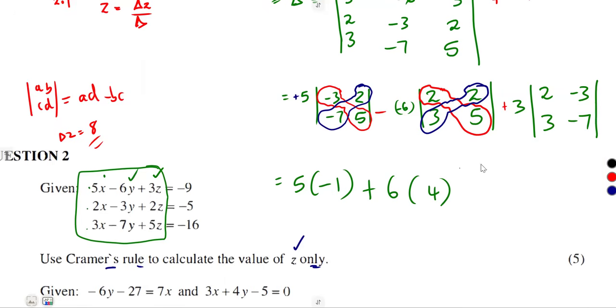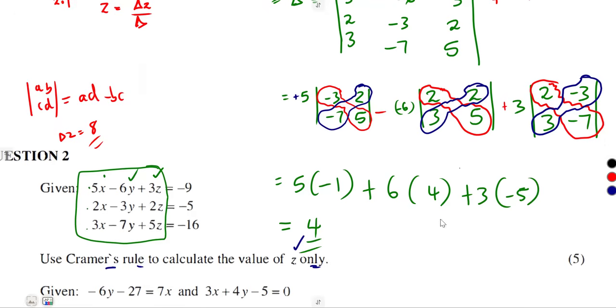You do the same thing here, so that's plus 3. The product of the major diagonal, which is minus 14, minus the product of the minor diagonal, minus 9. It is going to be minus, minus, so it is going to be negative 5 there at the end. Okay, so that's it. Combine everything.